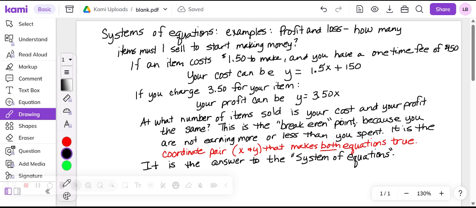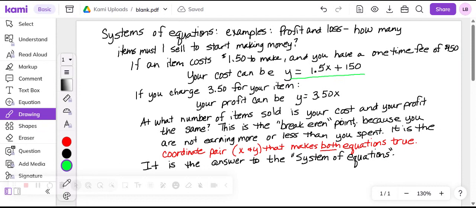So your cost equation could be y equals $1.50 times x, or the number of shirts, plus $150. If you charge $3.50 for your shirts, your profit would equal $3.50 times the number of shirts.